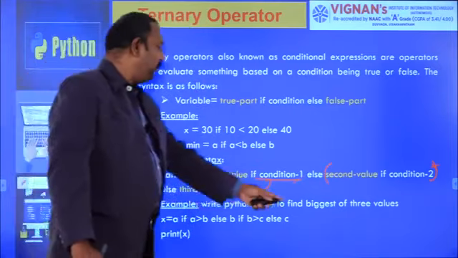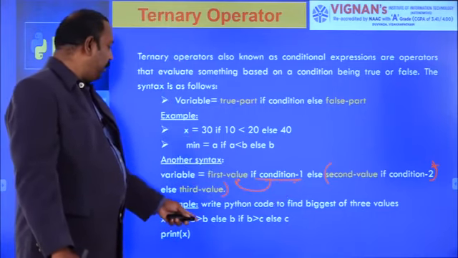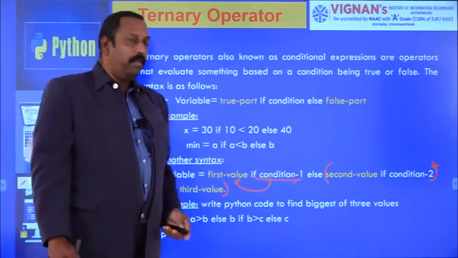Similarly, write a Python code to find the biggest of three values. That's why I already told you: A if A is greater than B, and this is the logic for finding it. I already explained the biggest of three numbers.